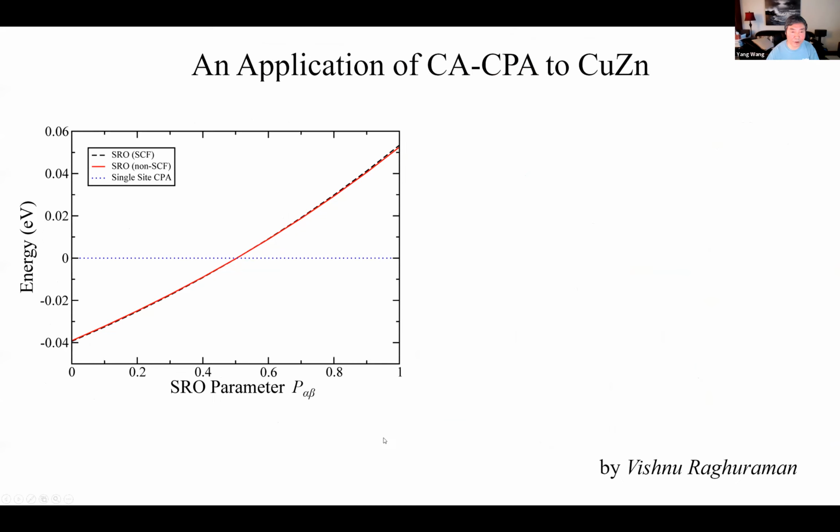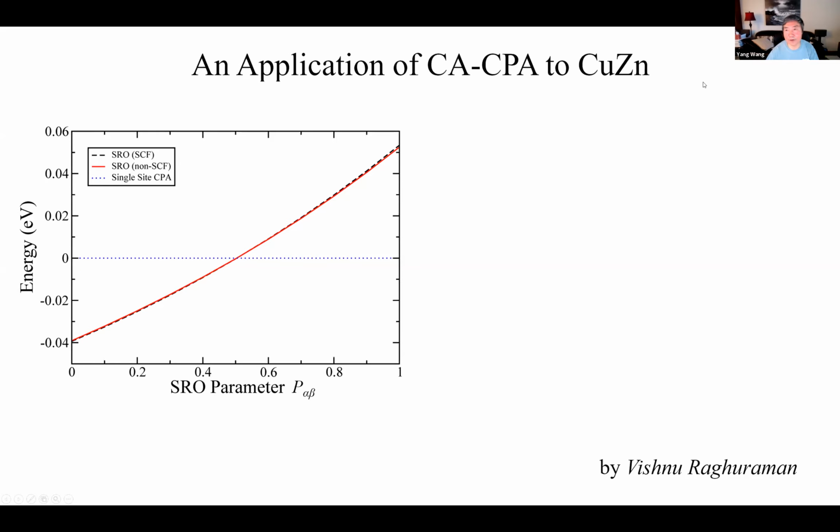So he did some calculations. This is copper zinc. We know copper zinc, I think we did that in the tutorial, right? Copper zinc at the ground state is a B2 structure. But if you increase the temperature, copper zinc becomes BCC, a random alloy. But still, short-range ordering effect should play an important role in it.